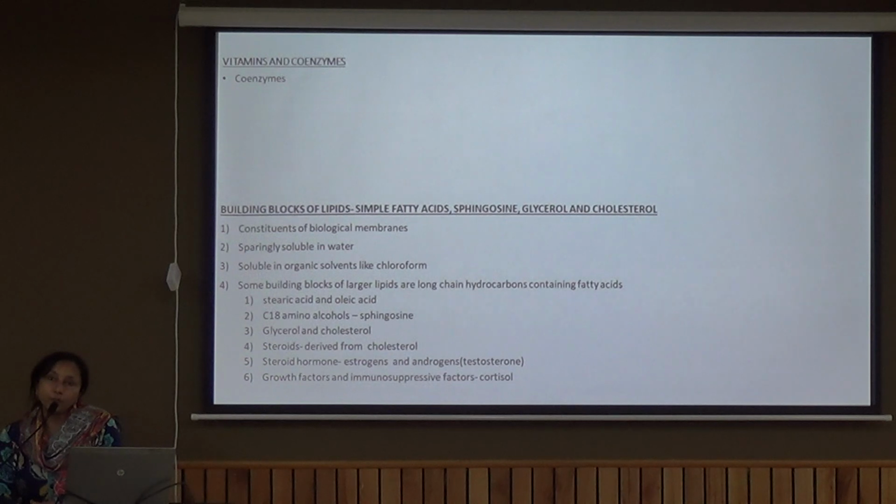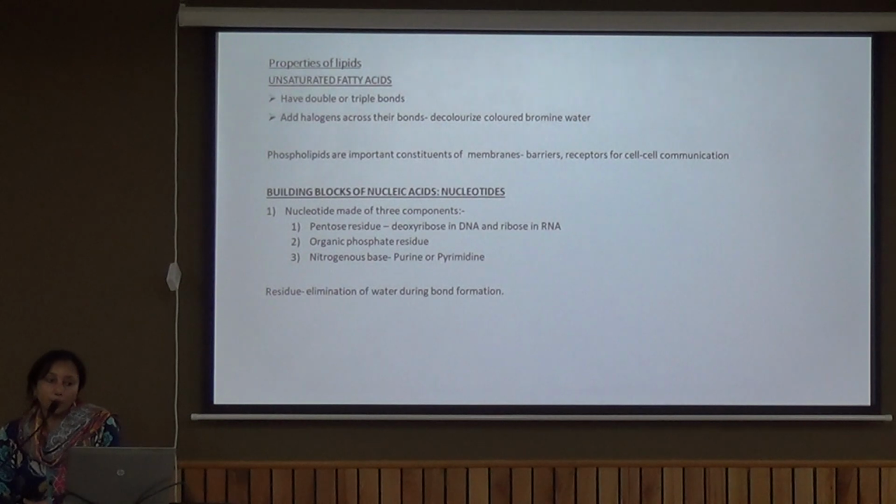Steroids, they are derived from cholesterol. Steroid hormones, estrogen, androgens, testosterone. Growth factors and immunosuppressive factors like cortisol. The properties of lipids, they include unsaturated fatty acids and saturated fatty acids. We have both the varieties present. The unsaturated ones have double or triple bonds. They add halogens.